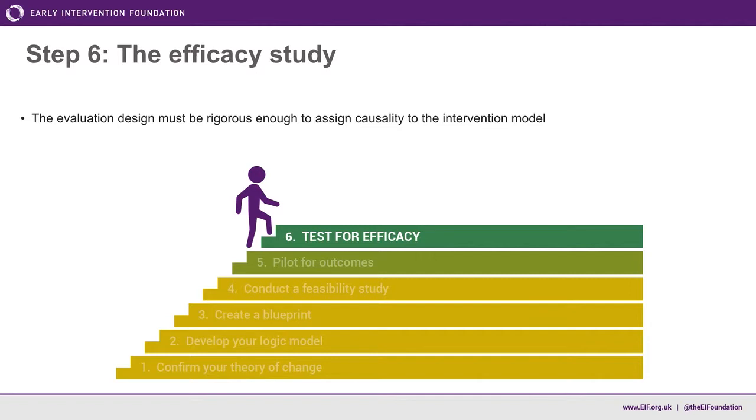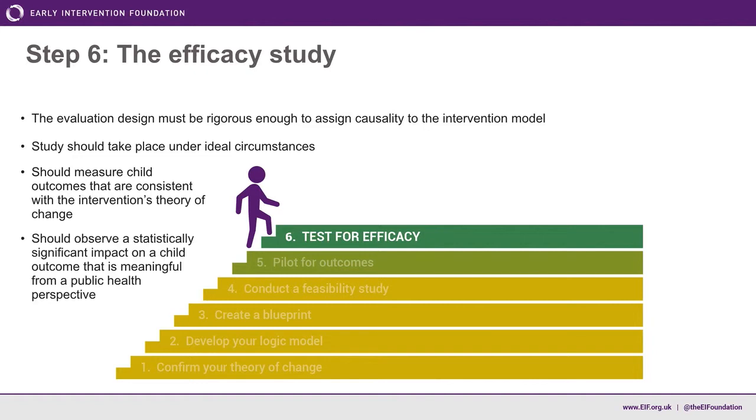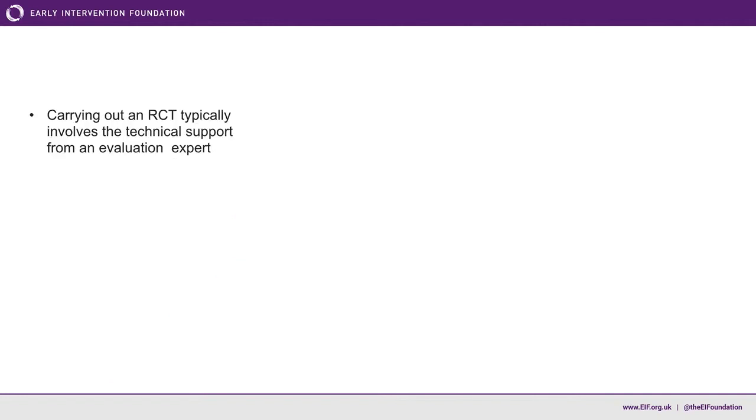In order to do this, however, the evaluation design must be rigorous enough to eliminate all potential sources of bias. It should therefore be conducted under ideal circumstances and should measure outcomes that are consistent with the intervention's theory of change and are important for children's development. If the intervention is judged to be effective, it should observe a statistically significant impact on a child outcome that has relevance from a public health perspective.